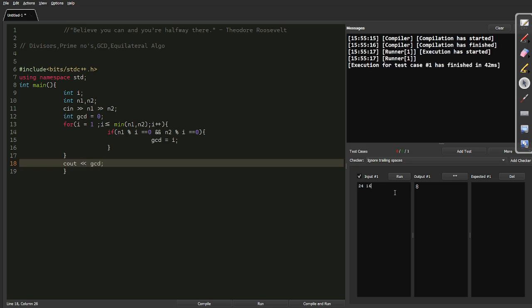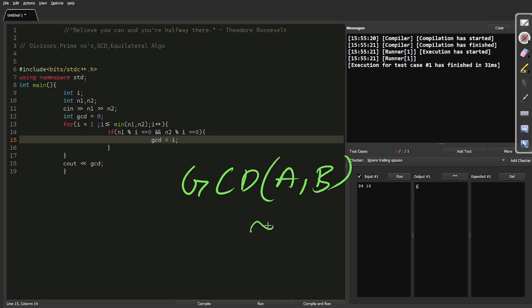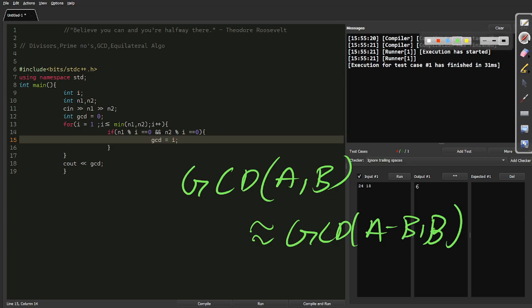It's going to give me 8. If I give 16, 24 and 18, the GCD is 6. So this is the basic program to find the GCD. There's a very high level algorithm in math called the Euclidean algorithm. It states that the GCD of a comma b is equivalent to the GCD of a minus b comma b, where the condition is that a should always be greater than or equal to b.